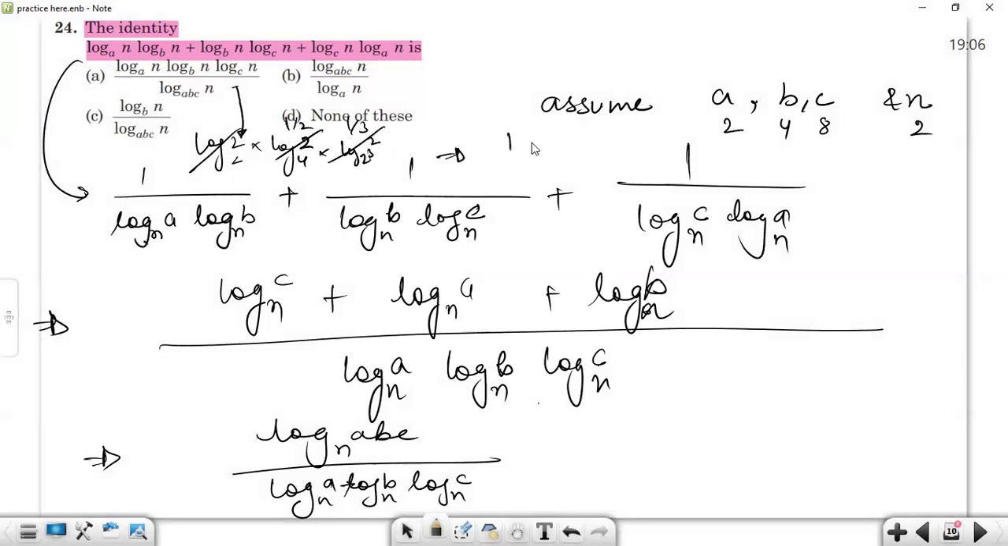So this has become 1 by 6 in the numerator, and in the denominator, logarithm of 2 to the base abc is what? 2 raised to power 6. So this has become 1 by 6. How so? Do you know? Are you able to understand why it will be 1 by 6?